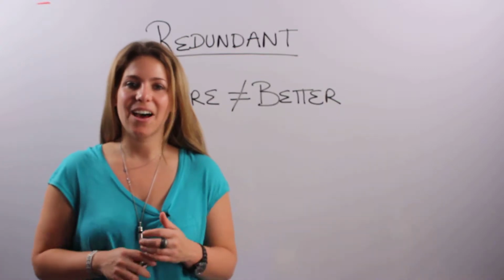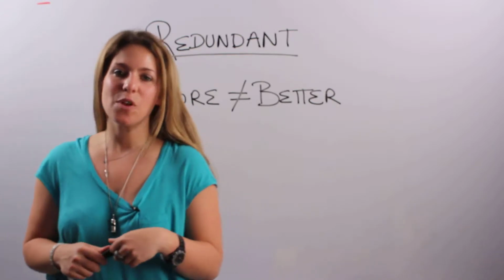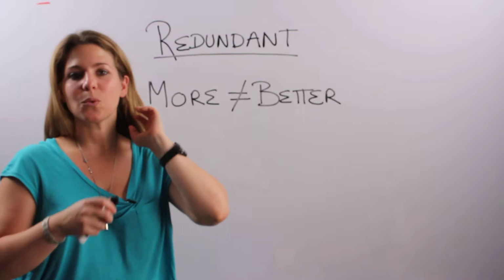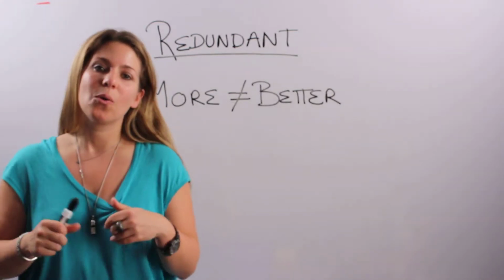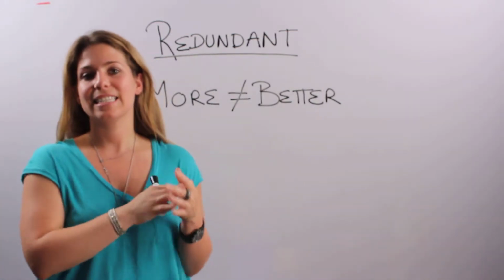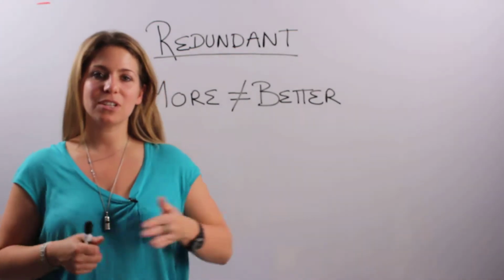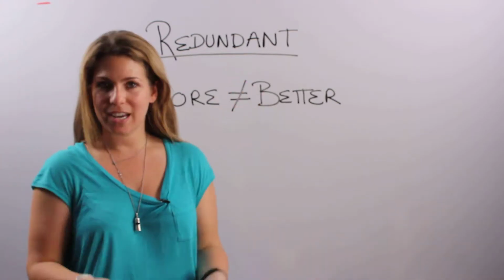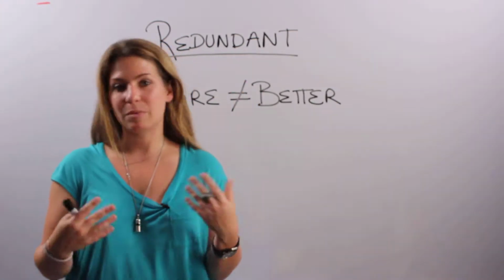Hi everyone. Today we're going to be talking about redundant phrases in the ACT English section. And what this is referring to is when you are looking at a sentence and it's saying something twice. And what a lot of students tend to think is that they should have as long of an essay as possible and they should write as much as possible because more is better.